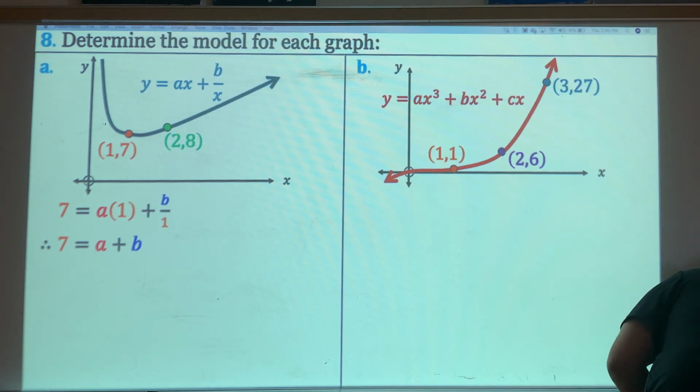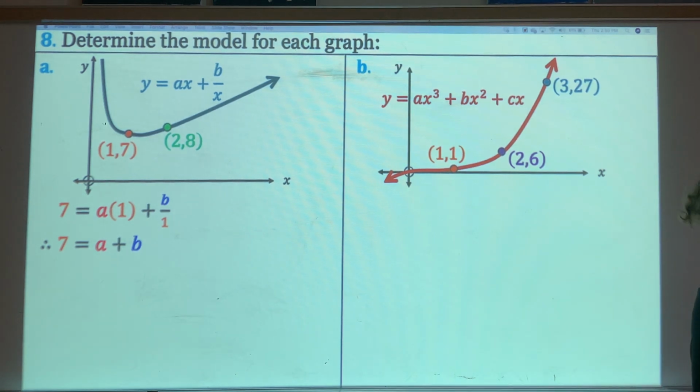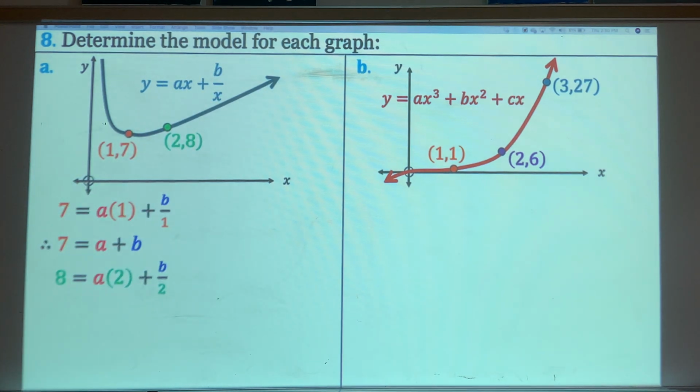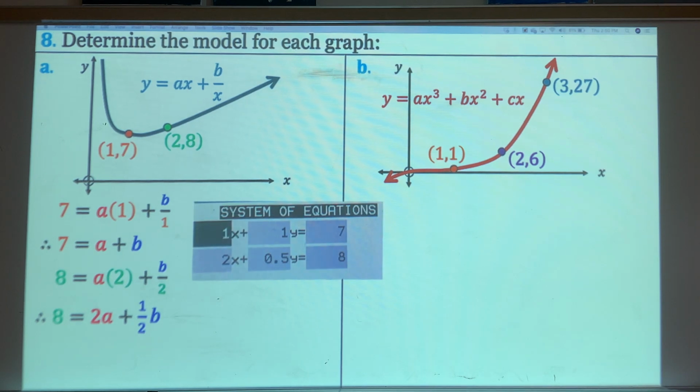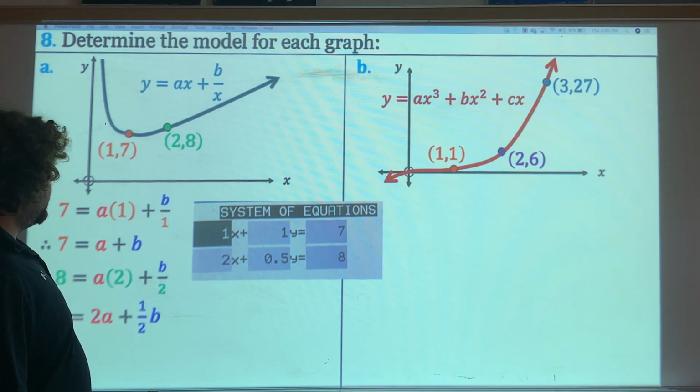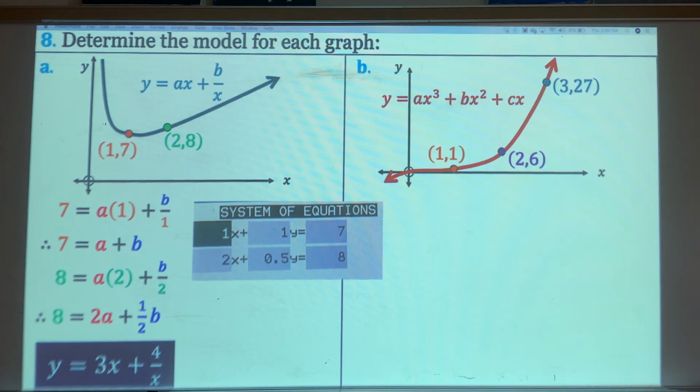Number 2. You're going to plug in 8 equals 2a plus b over 2. That becomes 2a plus 1/2 b. And then you put in your systems of equations: 1a plus 1b equals 7, 2a plus 1/2 b equals 8. That gives the equation y equals 3x plus 4 over x. Okay.